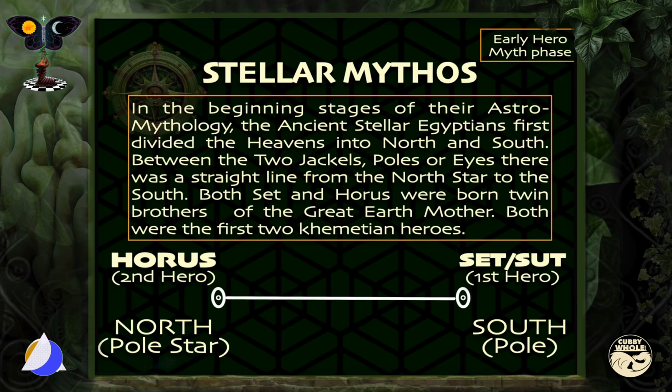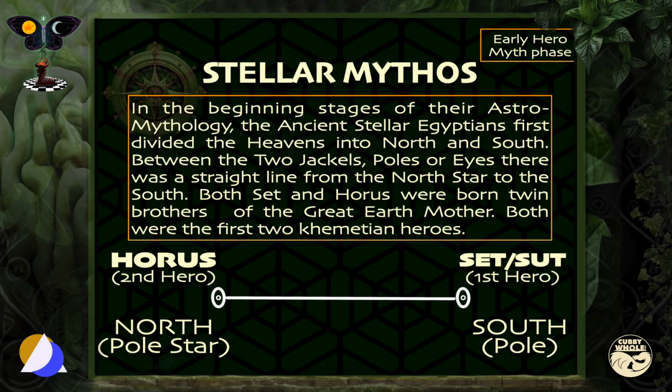Okay, and between the two jackals, or poles or eyes, these were the poles, the ends of the pole, right? The one pole, the axis, the axis pole. This is the straight line from the North Star or North Pole to the South Pole, okay? Or vice versa.